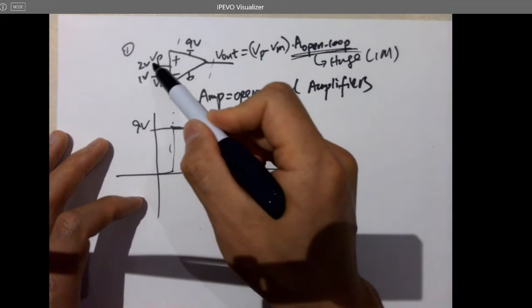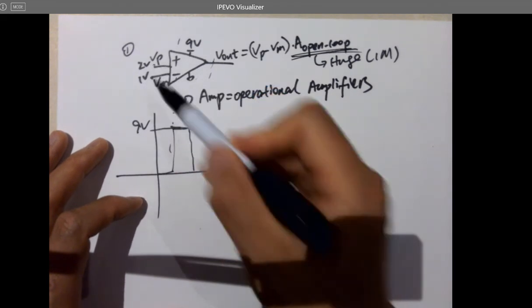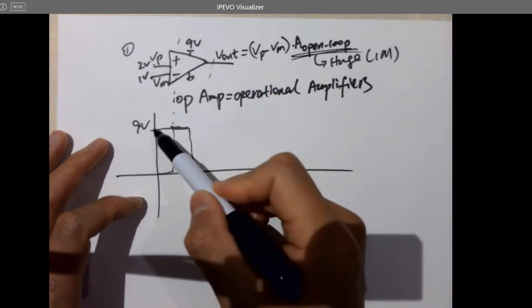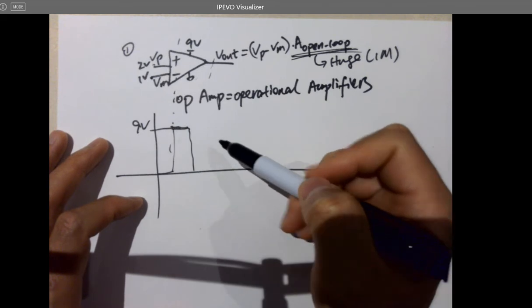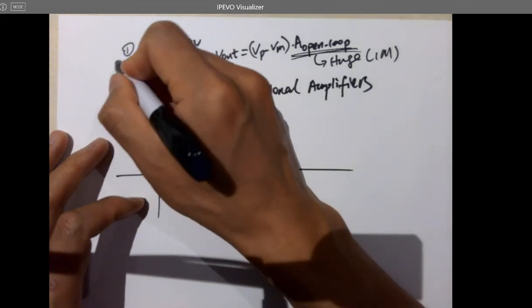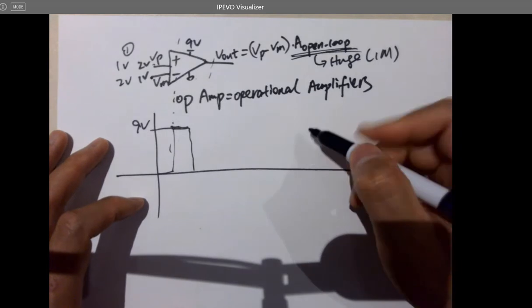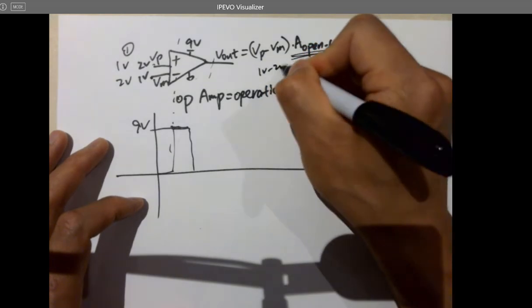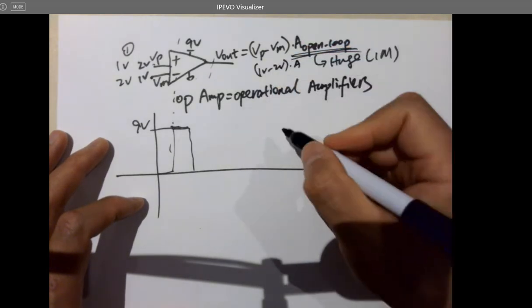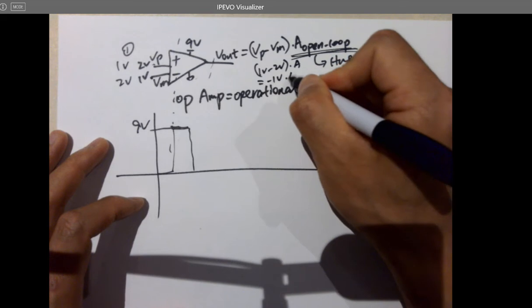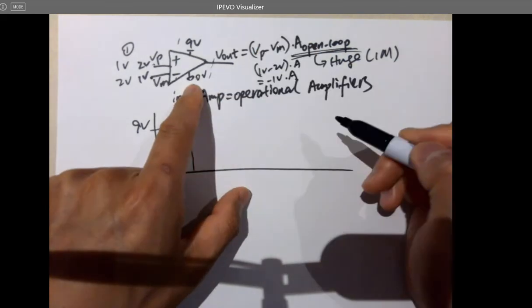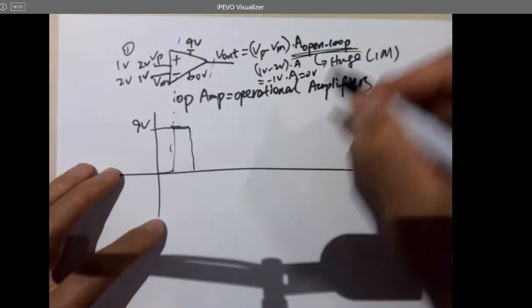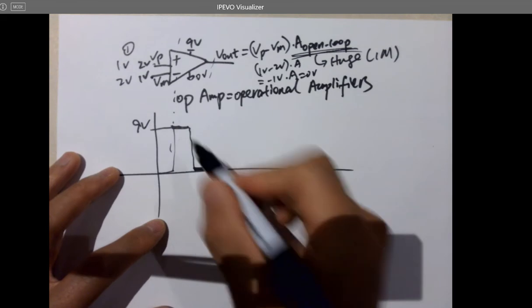If you have this one larger than this one, it's going to output a 1. Vice versa, if this is 2 volts and this is 1 volt, then it becomes 1 volt minus 2 volts, times A, which is minus 1 volt times A. And you do not have minus 1 here. The lowest is 0 volts, so you're actually getting 0.